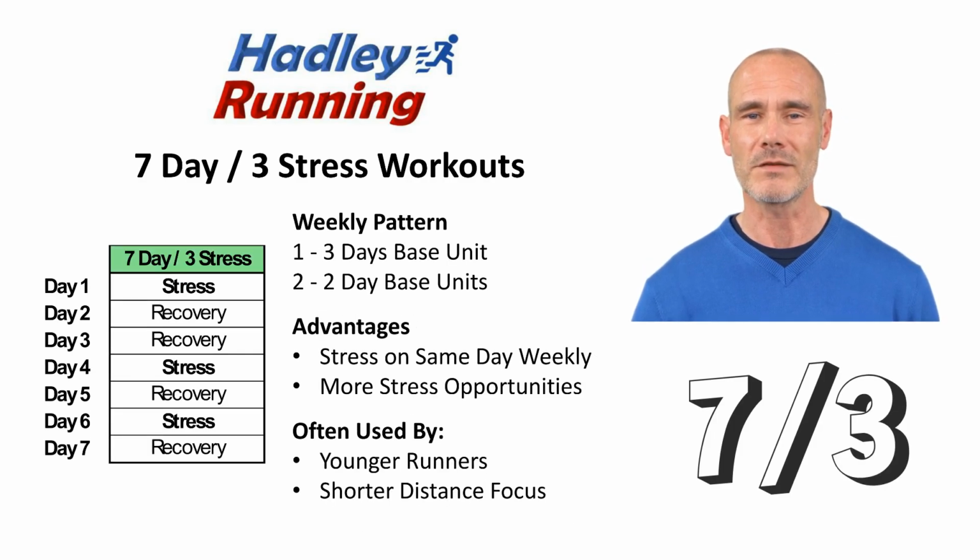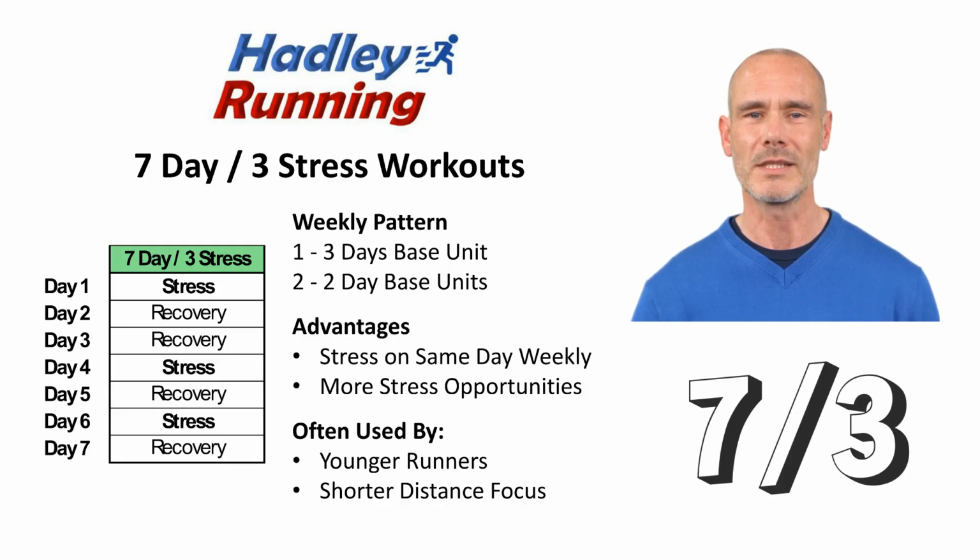The 7-day, 3 stress workout microcycle is made up of 1 3-day and 2 2-day base units. Many runners like this as their stress workouts fall on the same day each week. Additionally, it offers the opportunity for more stress workouts per week in which to move fitness forward.